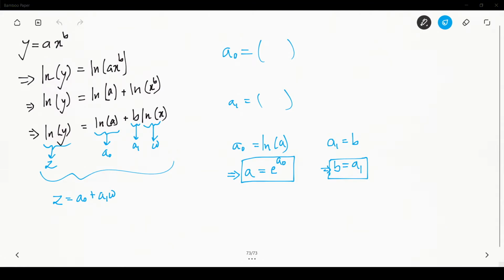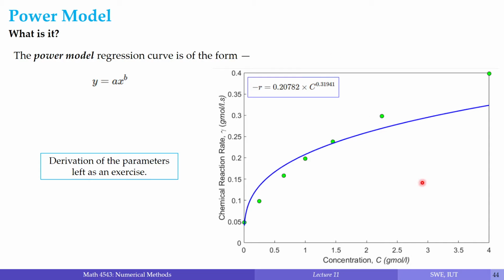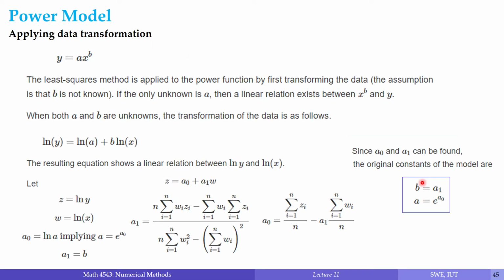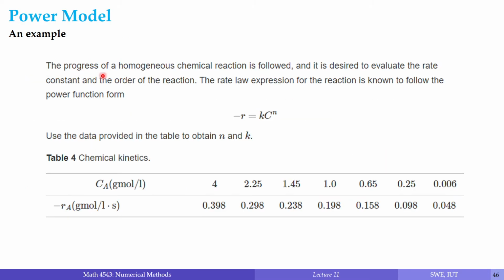Okay, let's go back to the slide. Now that we are back to the presentation, let's continue. So this slide basically delineates how we can perform the linearization of the data, the same basic thing that we have discussed back in our bamboo paper. So we have derived these two things, right? b equals a1 and a equals e to the power a naught, where a1 and a naught are the parameters of the corresponding linear regression model, and a and b are the parameters of our original power model, y equals a times x to the power b.